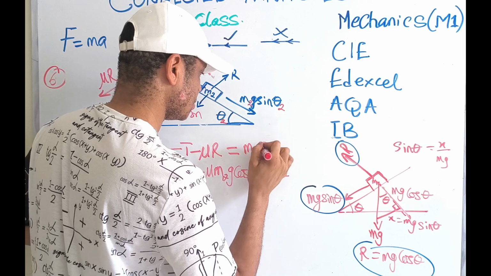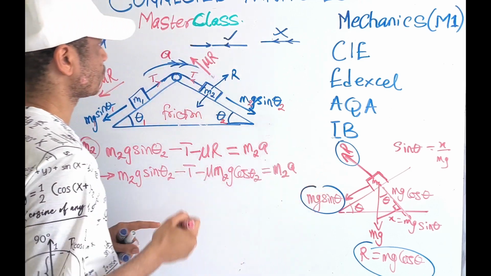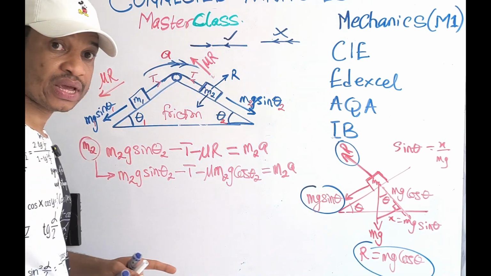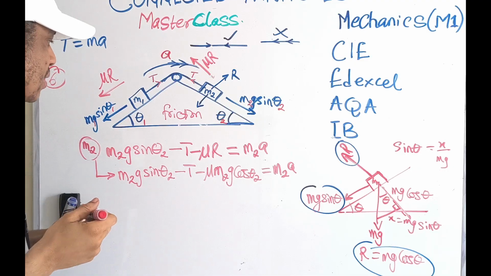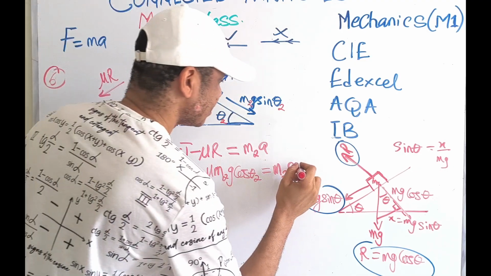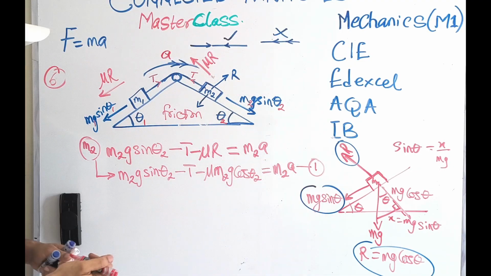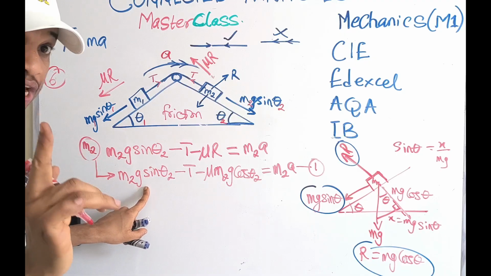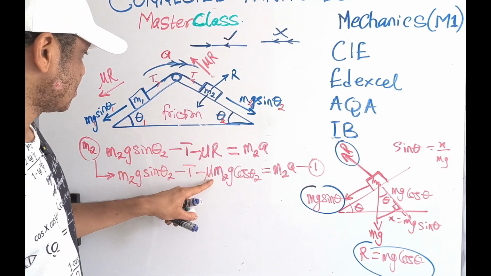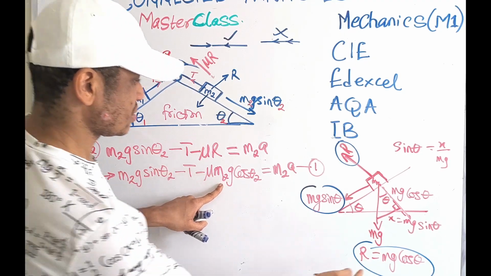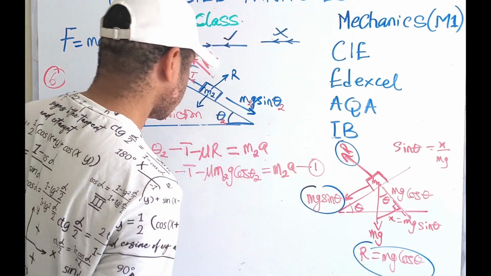This is a. Remember, we're just using F equals ma. This is my final equation. So I will just check this, and always check your working. This R is M2, yes.